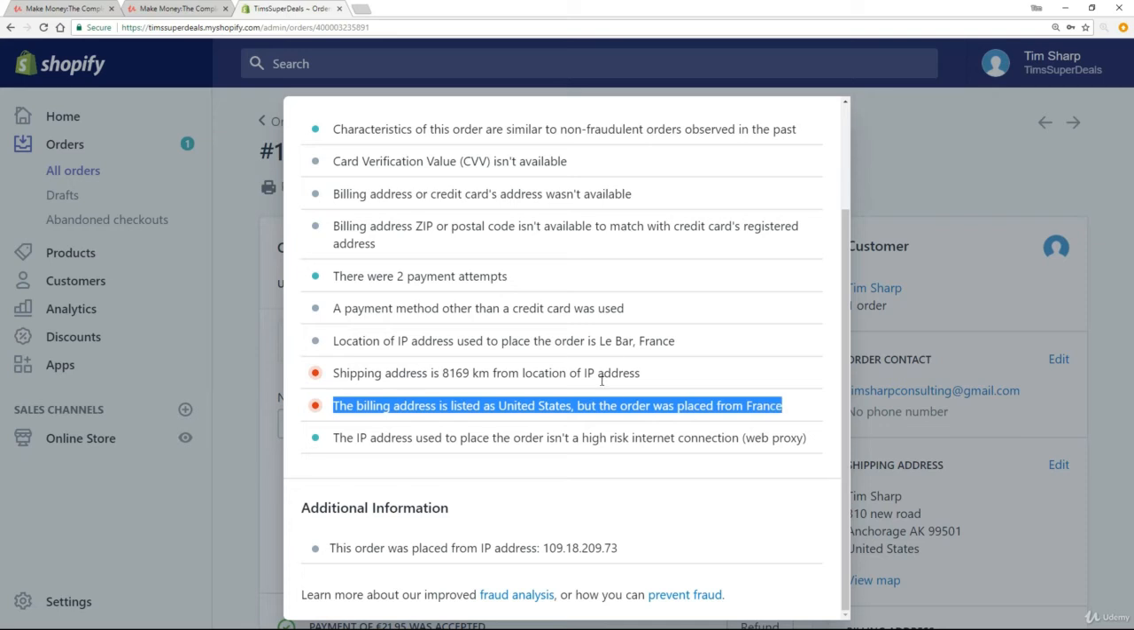Now, those aren't particularly alarming things. That happens all the time with people buying stuff that might be in one place and shipping to somewhere else. But nevertheless, it has flagged that as a little red dot. But overall, it has decided that I am low risk and therefore nothing to worry about.